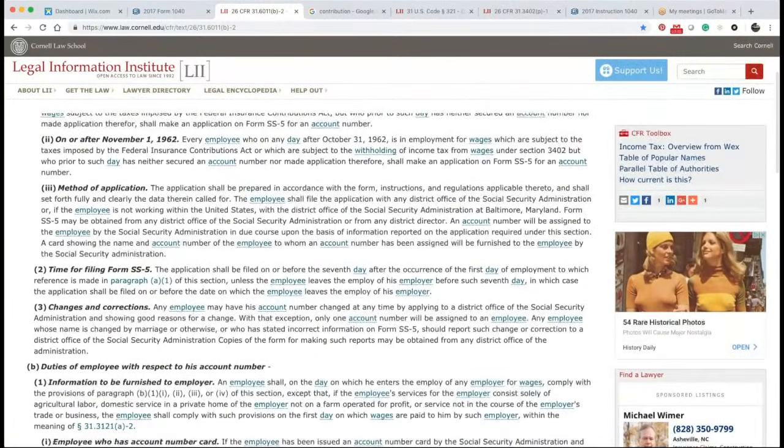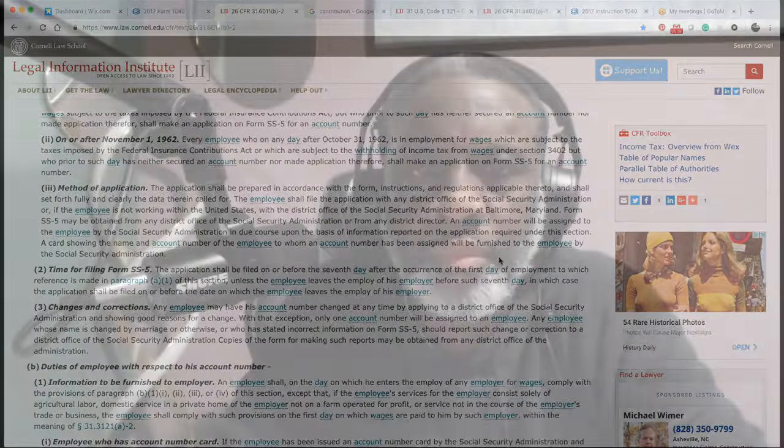3, method of application. The application shall be prepared in accordance with the form, instructions, and regulations applicable thereto, and shall set forth fully and clearly the data therein called for. The employee shall file the application with the District Office of the Social Security Administration, or if the employee is not working within the United States, with the District Office of the Social Security Administration at Baltimore, Maryland. Form SS-5 may be obtained from any district office of the Social Security Administration or from any district director. An account number will be assigned to the employee by the Social Security Administration.